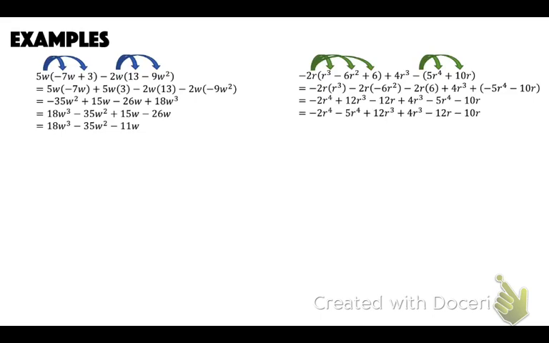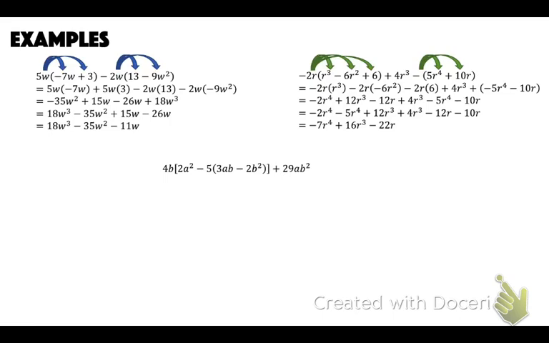Okay, and then put it in standard form, so get all your exponents that are alike next to each other, and then combine like terms. So we end up getting negative 7r to the fourth plus 16r cubed minus 22r. Cool? Okay, this one. We have this double parentheses here.